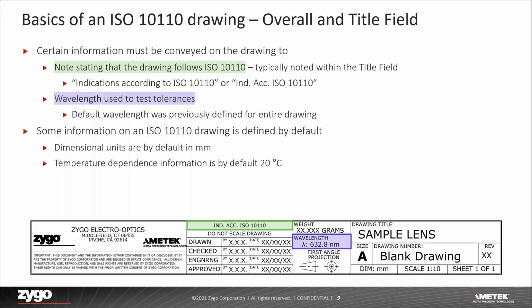The default unit for dimensional information is millimeters. The temperature is assumed to be 20 C. Other units may be assumed, but they must be stated.